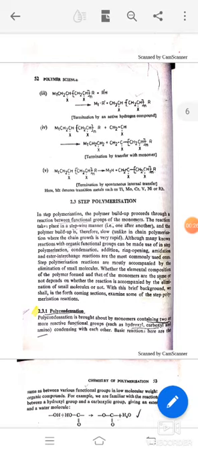In step polymerization, the polymer build-up proceeds through a reaction between functional groups of monomers. The reaction takes place in a stepwise manner and the polymer build-up is therefore slow. Although many known reactions with organic functional groups can be made use of in step polymerization, examples like condensation, addition, ring opening, amidation and ester interchange reactions are most commonly used. Step polymerization reactions are mostly accompanied by the elimination of a small molecule.